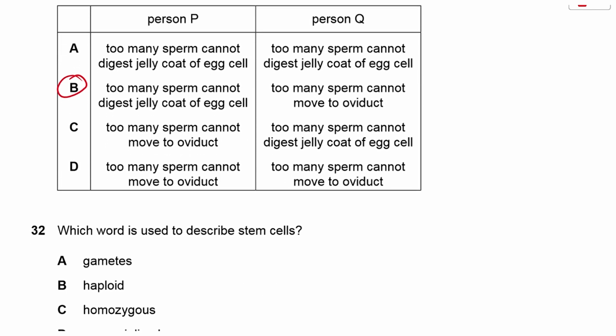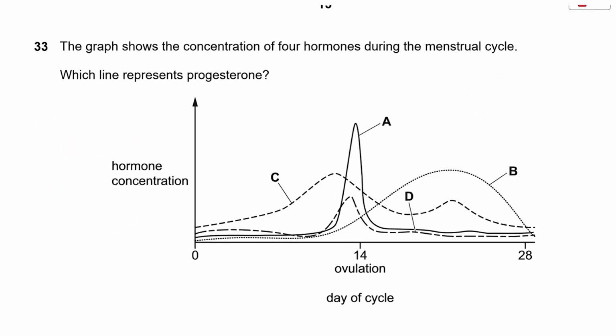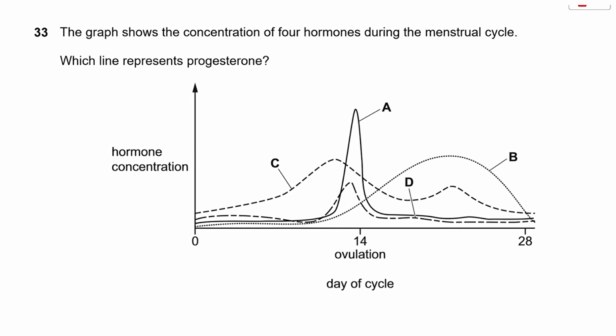Then we go to number 32. Which word is used to describe stem cells? So stem cells are unspecialized cells that form specialized cells. It is D.